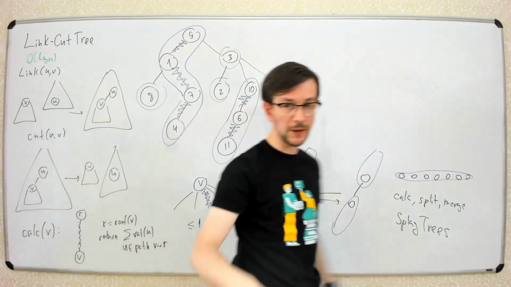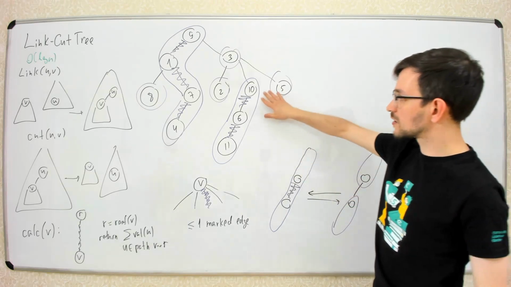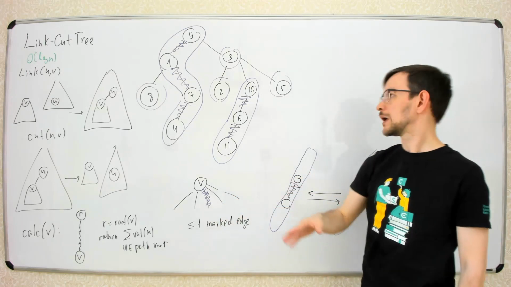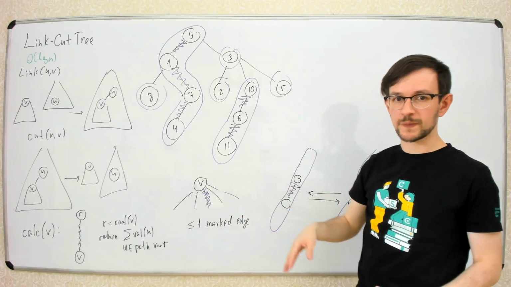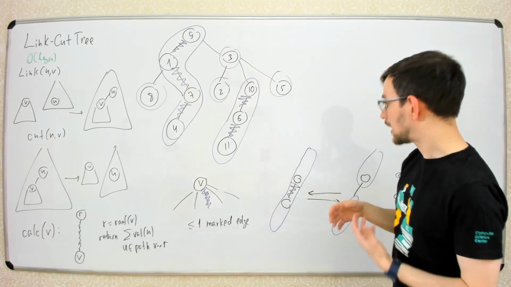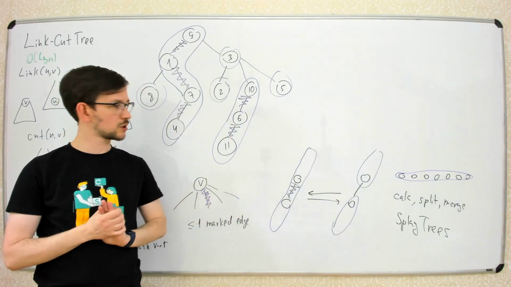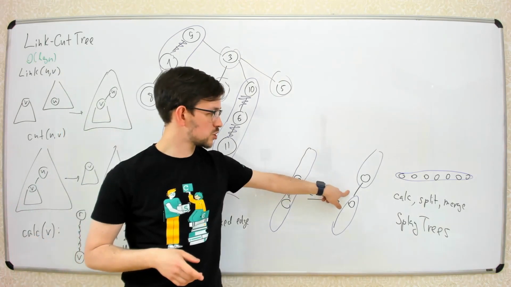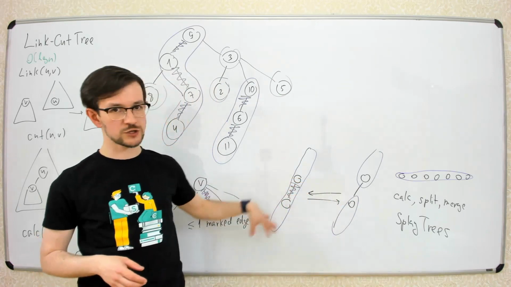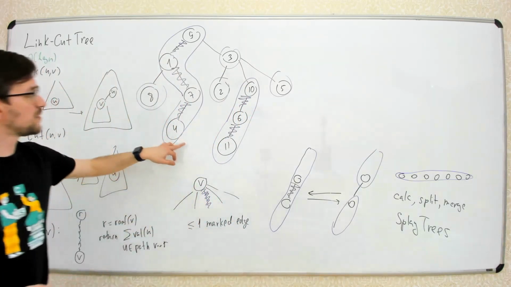Now the whole plan. We will build this data structure in the following way. We have this tree. For each node, we will mark at most one of its children. Now the whole tree will be split into paths. For each path, we will build a splay tree. Now we will be able to modify our decomposition. So when we unmark the edge, we simply split this splay tree into two splay trees. When we mark the edge, we merge these two splay trees into one splay tree. That's the whole plan.